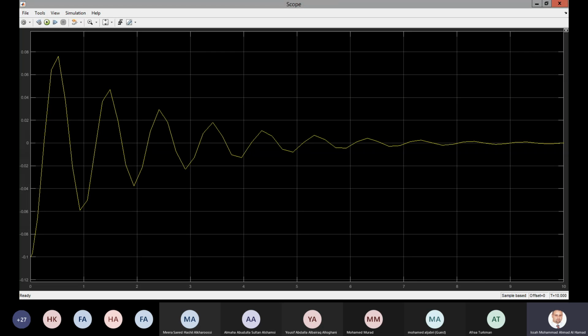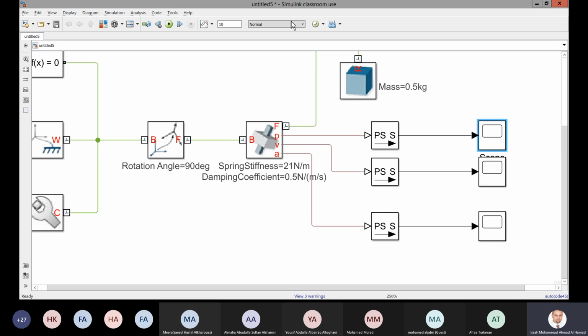The last question was, what is the time needed for the mass to go back to rest? You check the solution. Once it goes to zero, this is the zero line. Once it is damped and goes to zero, you can say that this is your time: 8 seconds, 9 seconds, whatever. If you are not satisfied with the time, you can add more time.